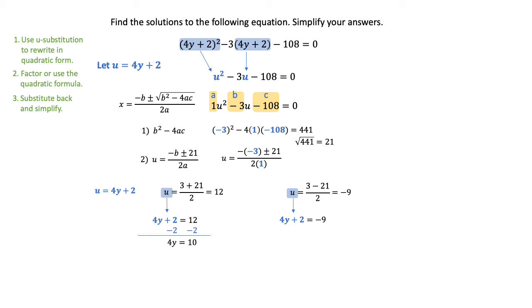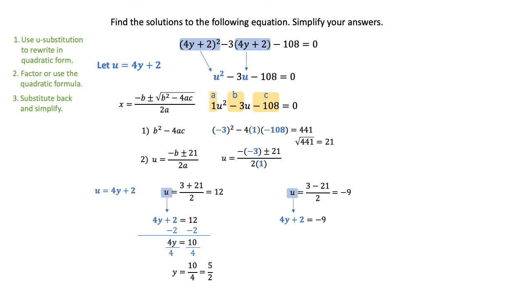So in the first equation, 4y plus 2 equals 12, we're going to subtract 2 from both sides. That'll give us 4y equals 10, and divide by 4. And when we divide by 4, keep it as a fraction. That fraction will reduce to 5 over 2.